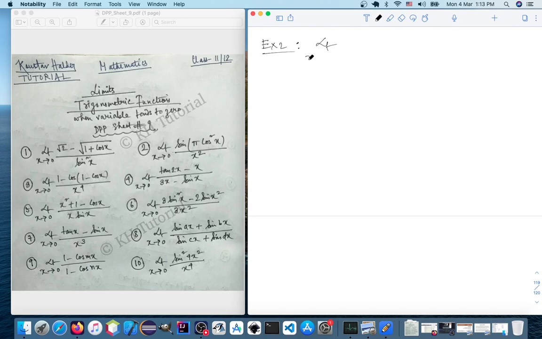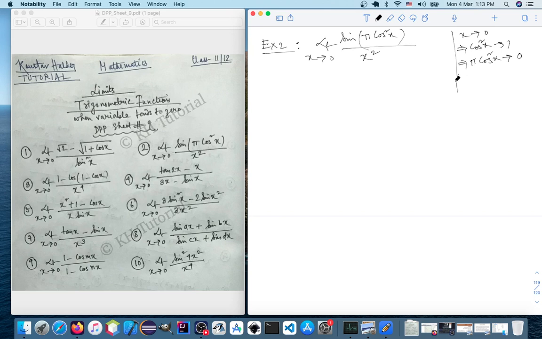Problem 2 says limit x tending to 0 of sine of pi cos square x divided by x square. So we can see we have, with sine, pi cos square x. When x tends to 0, cos square x tends to 1. This implies that pi cos square x tends to 0, because sine pi is 0.